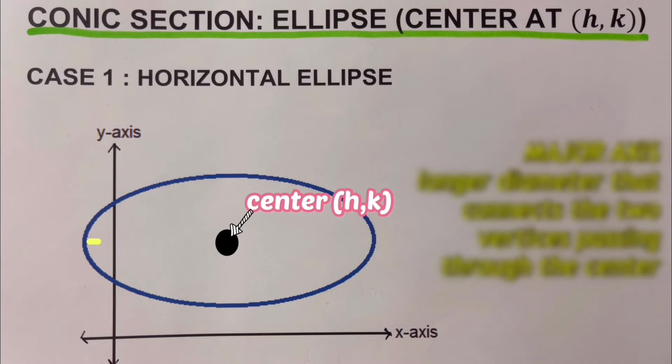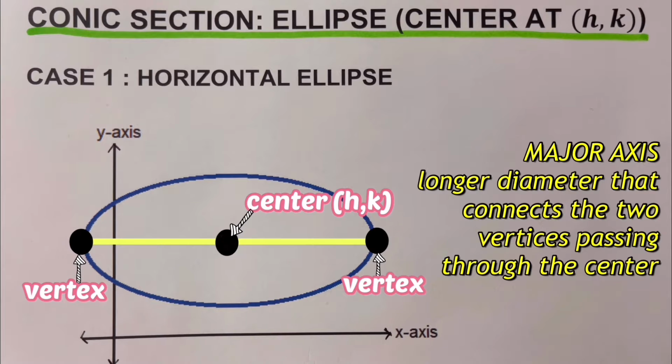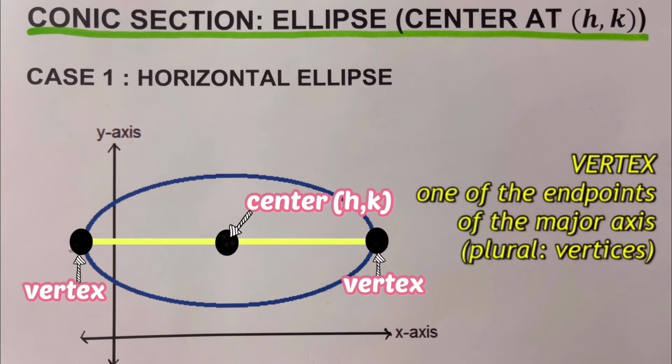Another part is the major axis. The major axis is the longer diameter. This is the line segment that connects the two vertices passing through the center. So on both ends of the major axis is the vertex. A vertex is the endpoint of the major axis, and there are two of them. So we call them vertices.